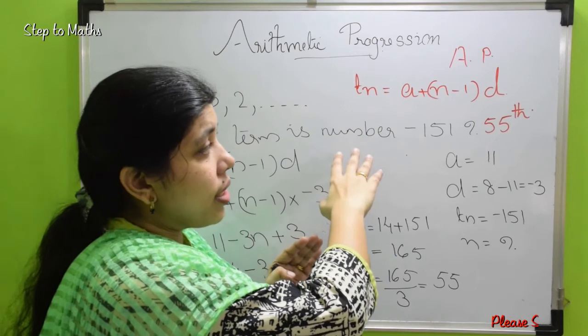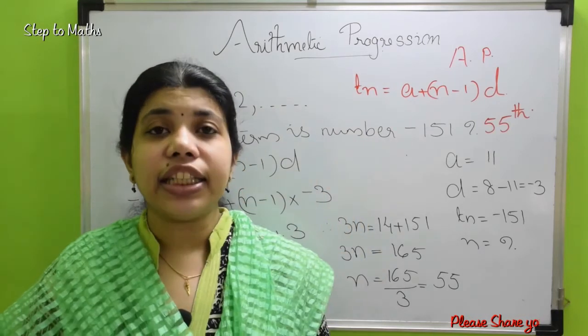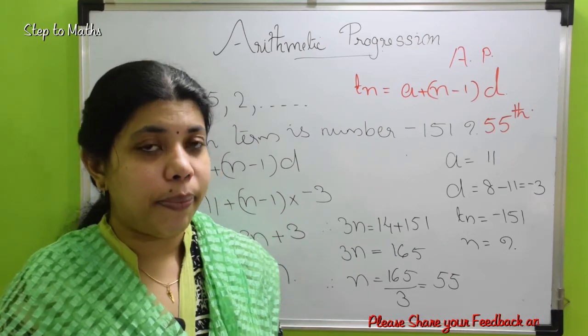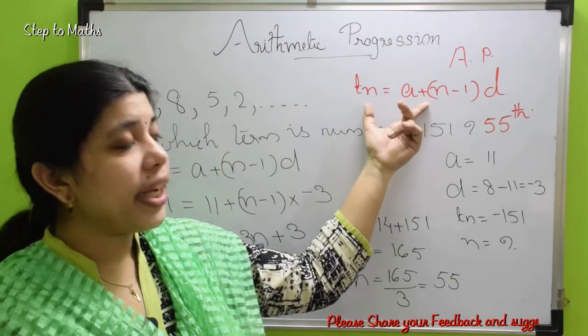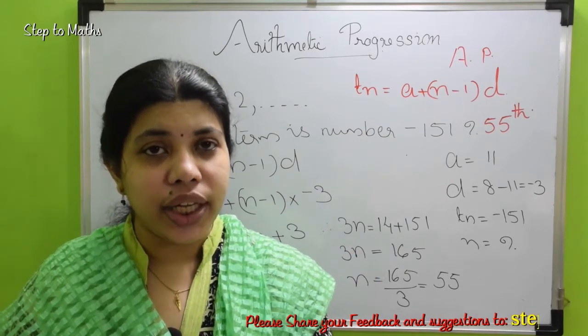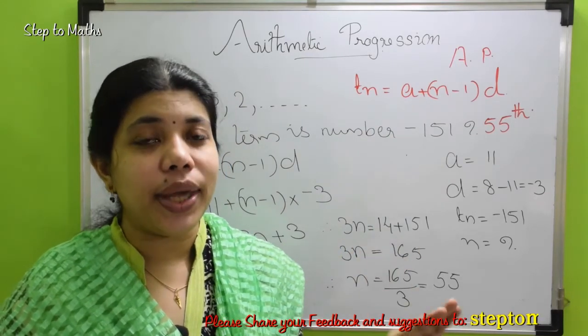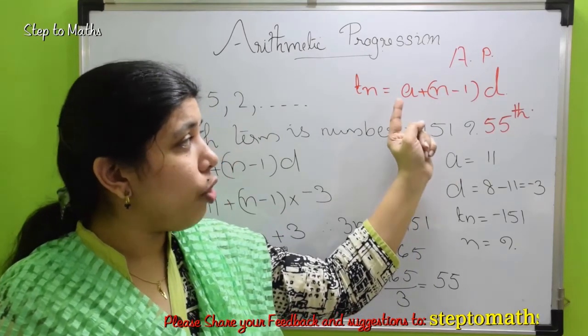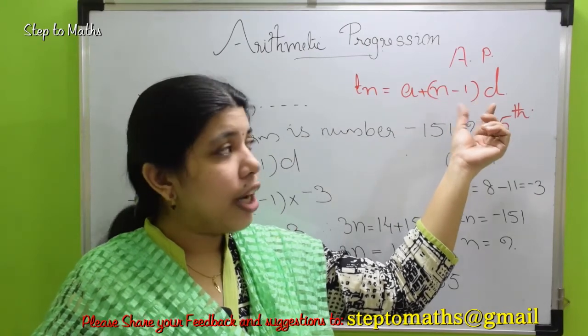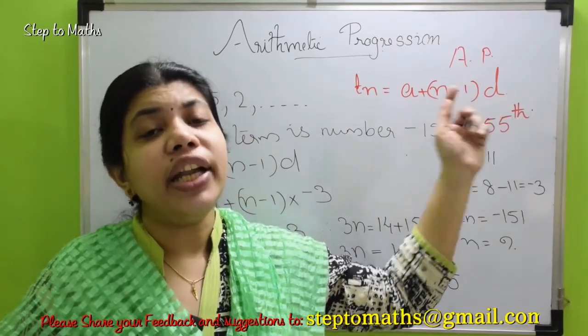Here we discussed the nth term of an AP. How can we find the nth term of an AP? For that we can use the formula Tn is equal to a plus n minus 1 into d. That means the nth term of an AP is the first term of the AP plus n minus 1 into the common difference.